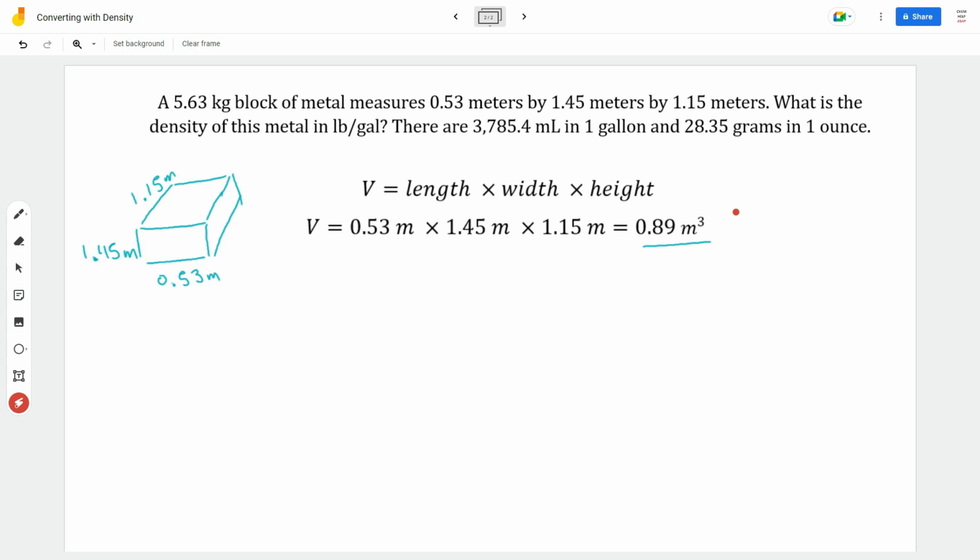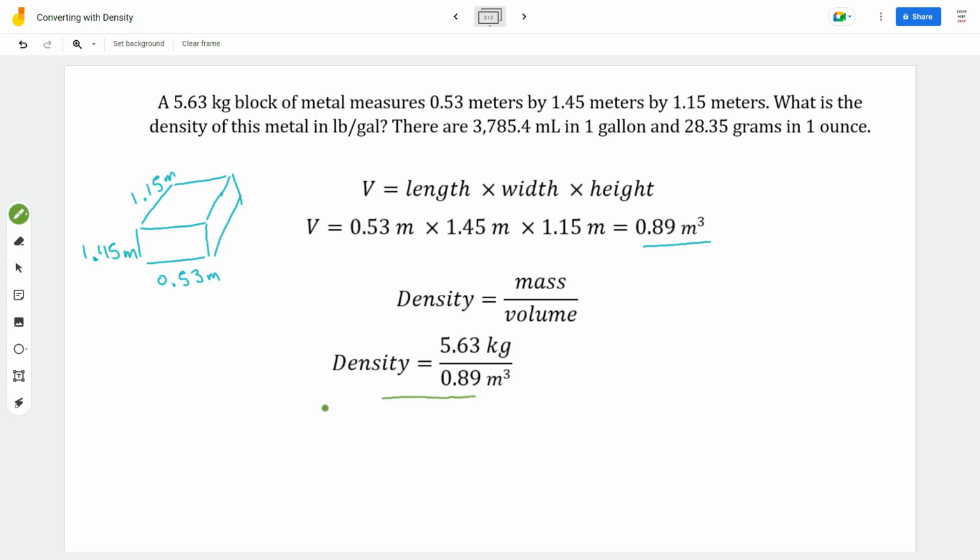Okay, this is great. We have a volume, but of course, density is not dependent just on volume. Density equals mass divided by volume. However, the problem did give us our mass, so we can plug in our mass from the problem, and we just calculated our volume right here, which means we can calculate the density. So let's plug those numbers in. So here is the calculation for density. Again, I took my 5.63 kilograms just from the problem, and the 0.89 meters cubed was what I calculated over here. This gives 6.4 kilograms per meters cubed.